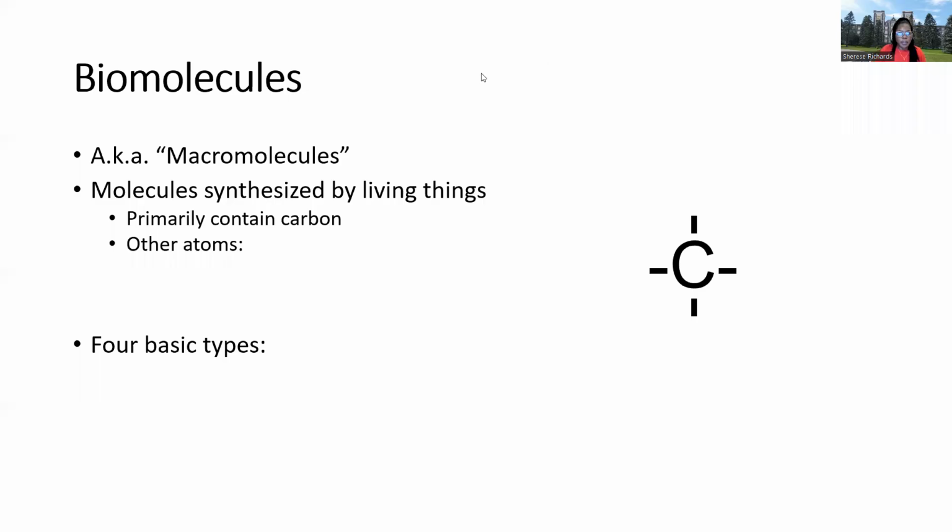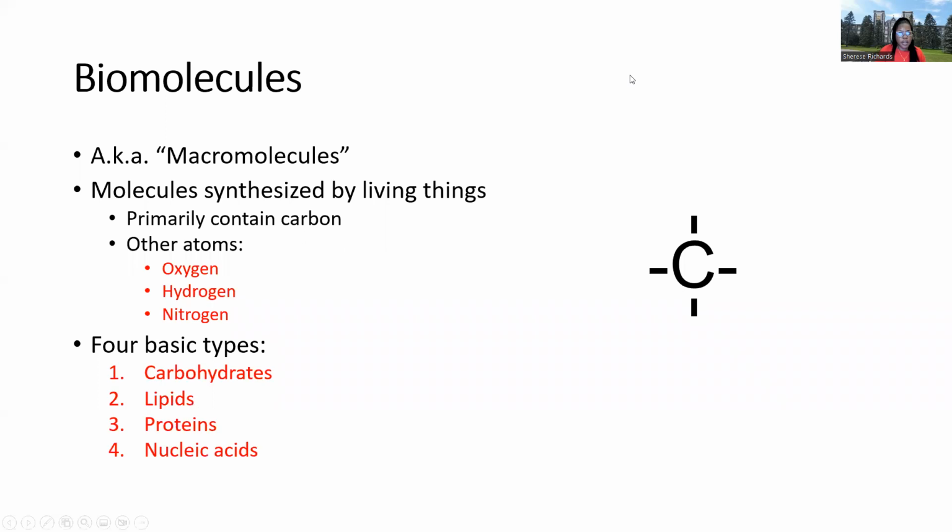Okay, so biomolecules are macromolecules. These are molecules synthesized by living things. They're primarily going to contain carbon. And the reason is that carbon is a very stable element, right? It's a very stable atom. It's going to have 4 electrons in its outer shell, which means it can form 4 covalent bonds, which is very structurally stable. And so most of these will have lots of carbon.